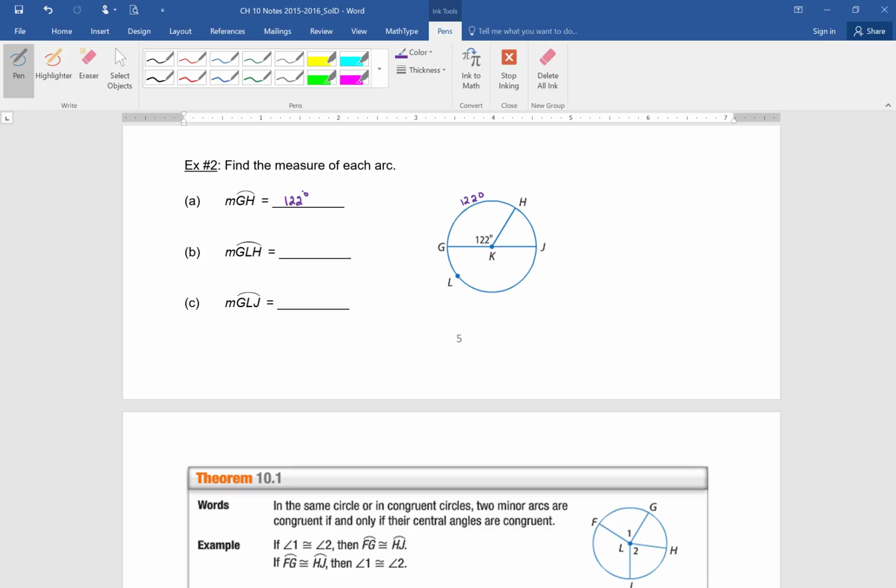So where is arc GLH? Arc GLH is this one, starting from G, going to L, and to H, right? Well, how much is that going to be? 360 minus 122, which is? Okay? And then we have measure of arc GLJ. GLJ defines a semicircle, right? That's from one end of the diameter to the other. So it's 180 degrees. Okay?